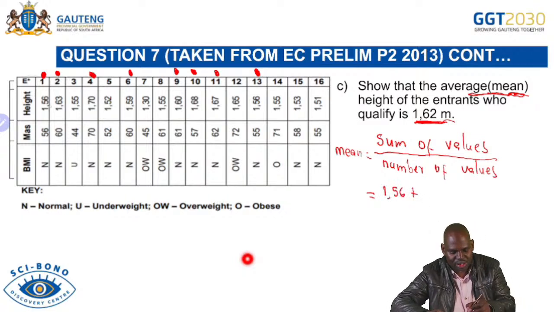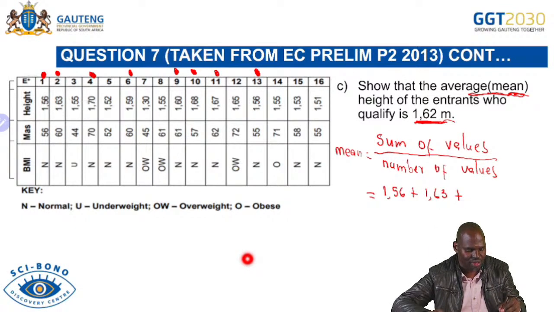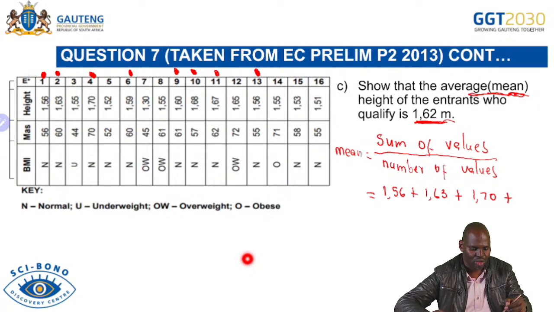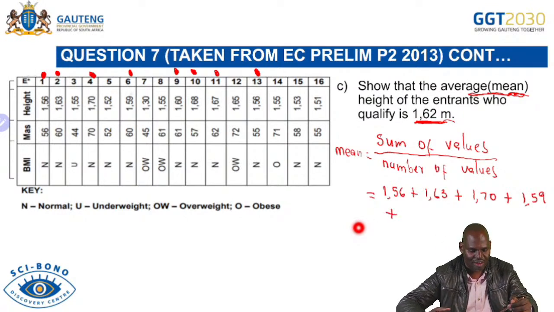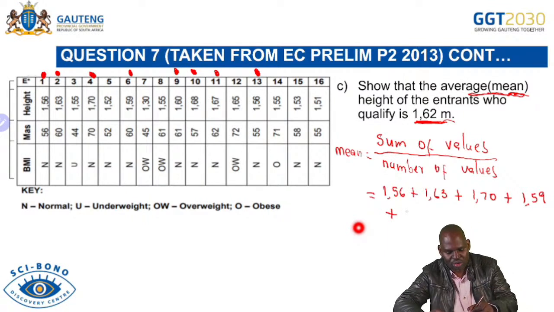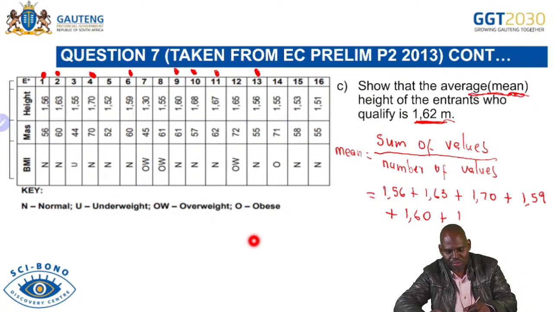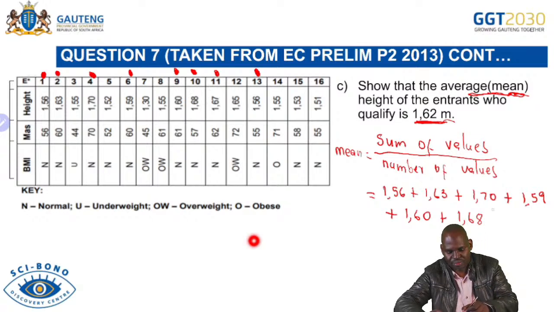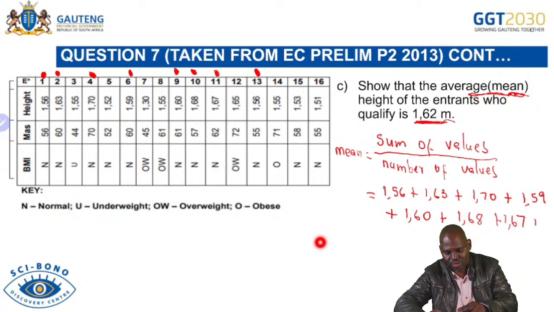and then plus 1.63 plus 1.70 plus, after 1.70 it's 1.59, then it's plus, after 1.59 it's 1.60, plus, after 1.60 is 1.68, after 1.68 it's 1.67, after 1.67 it's 1.56.